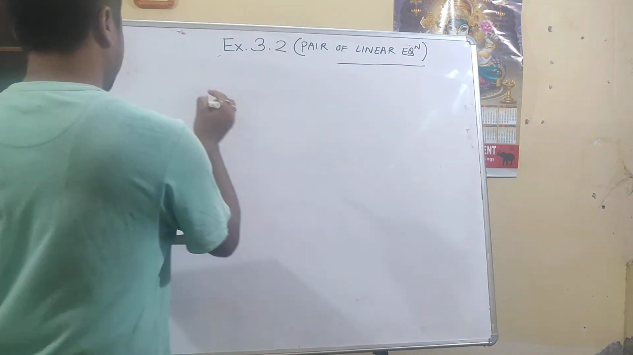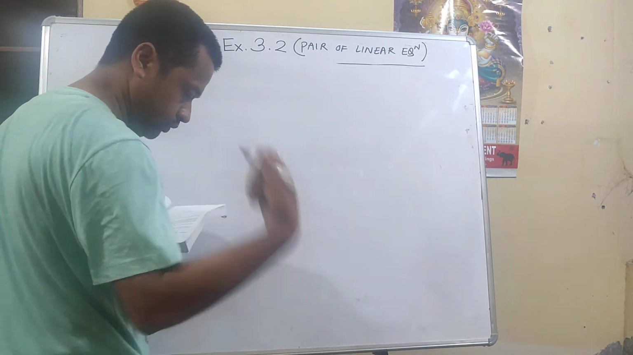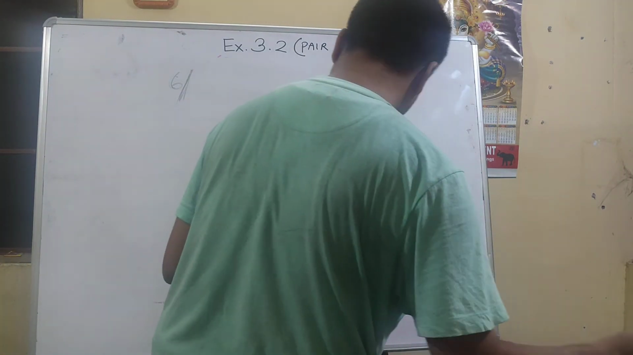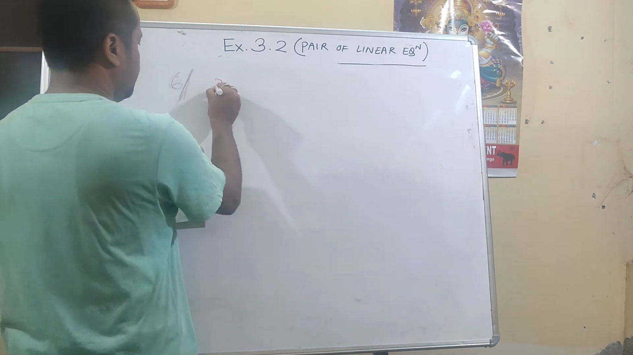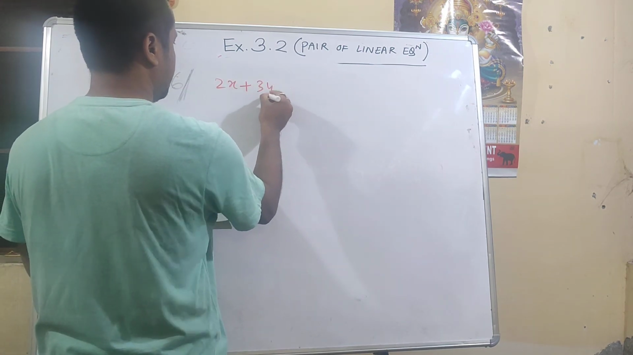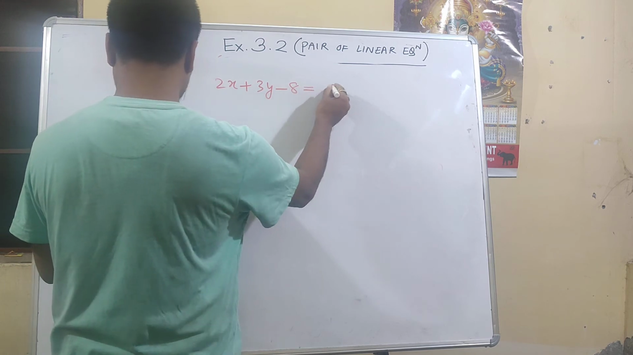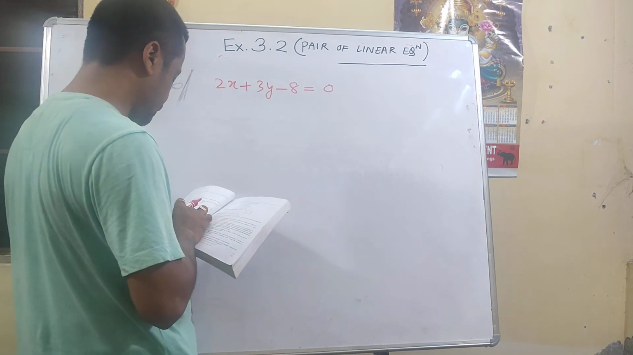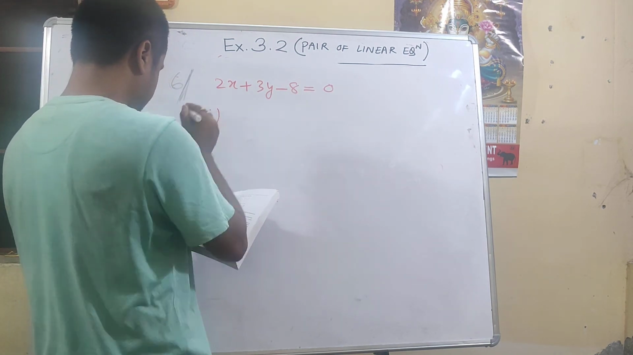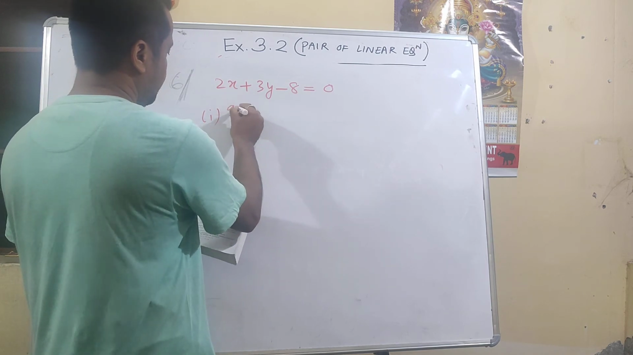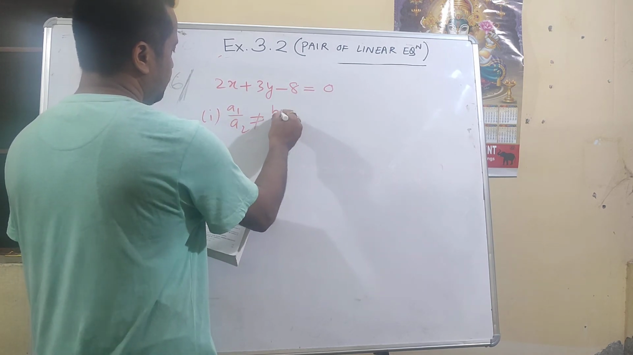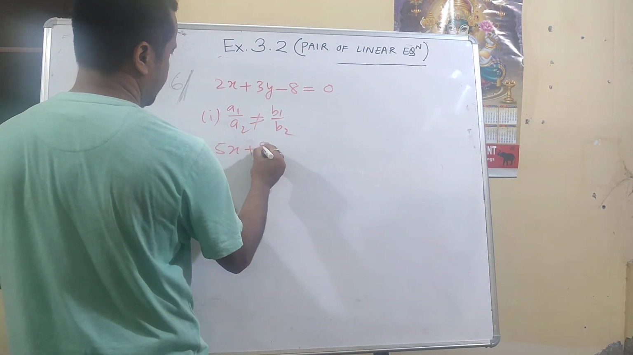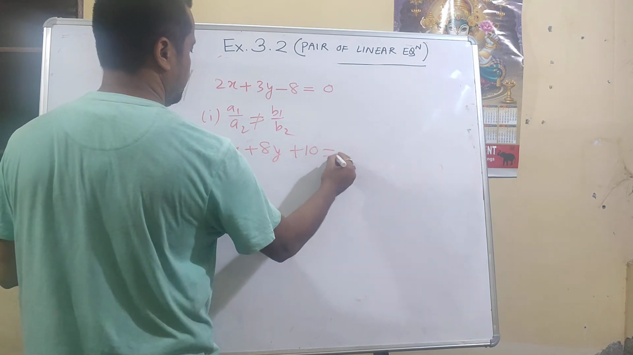Next, question 6. The linear equation 2x plus 3y minus 8 is equal to 0 is given. Write another linear equation in two variables such that the geometrical representation of the pair so formed is intersecting lines. Intersecting lines means the condition a1 by a2 not equal to b1 by b2 is satisfied. Suppose 5x plus 8y plus 10 is equal to 0.